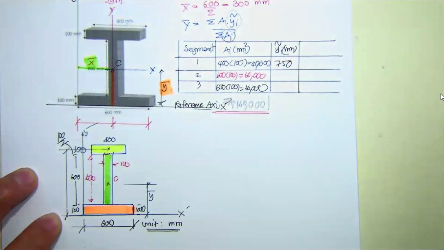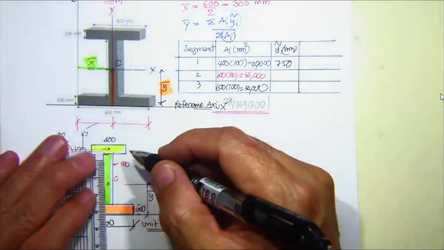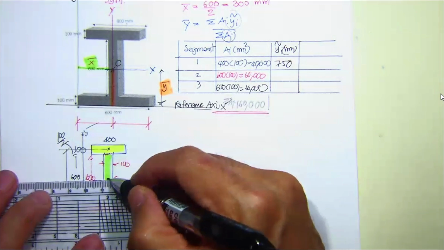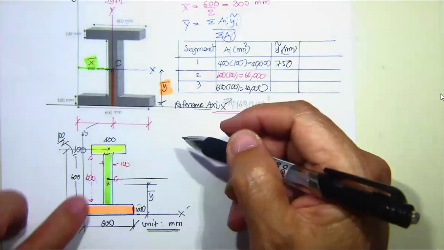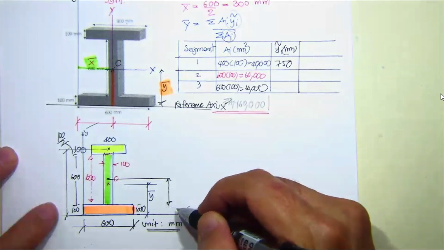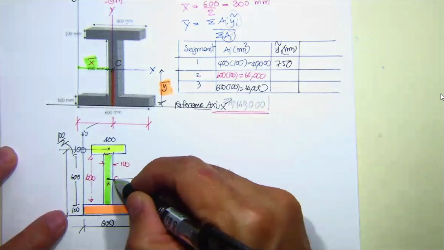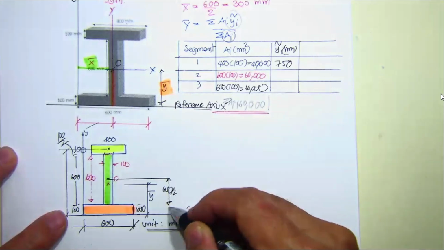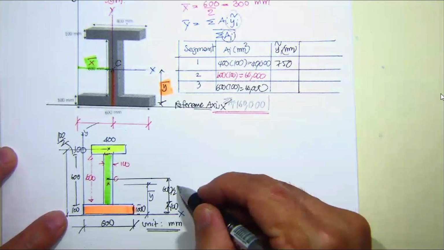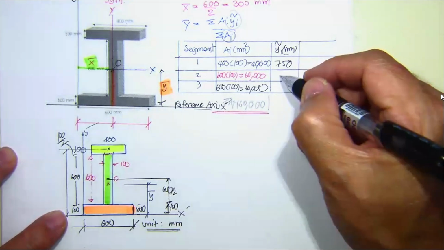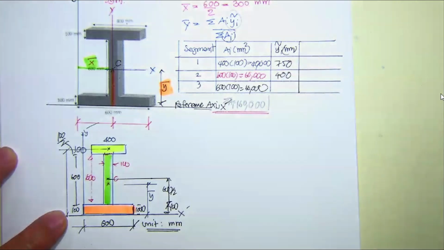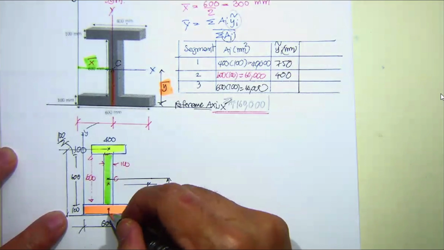And then the second one is going to be half of this one. This is going to be the centroid of the second one, combined with this one. That's going to be half of this length, 600 divided by 2. And this is 100. So the distance for the second section is going to be 300 plus 100, 400. The last one is going to be the simplest one, from here to here.